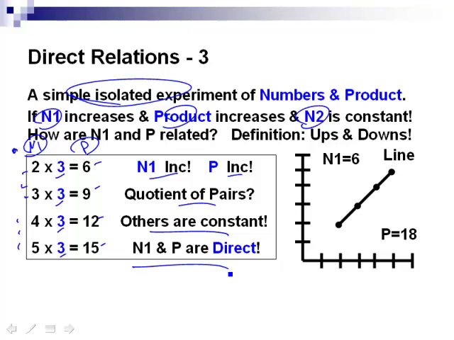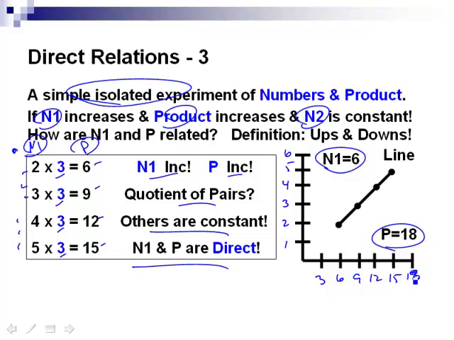Now let's take a look at the graph. If we were to graph these data pairs, remember we're graphing the product against the first number. Of course this would be 1, 2, 3, 4, 5, 6, and down here we would be graphing 3, 6, 9, 12, 15, and 18.